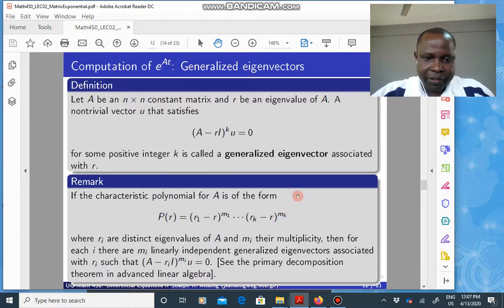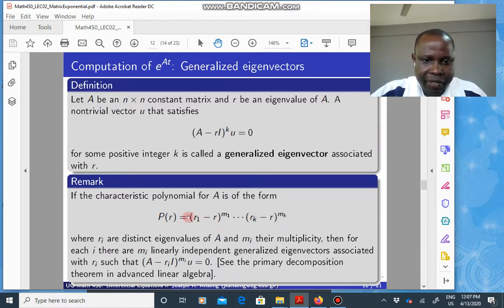Now this is also important. You get this from what is known as the primary decomposition theorem in advanced linear algebra. We are not going to get into that. But if you have a characteristic polynomial of this form, where the r_i are distinct eigenvalues, and they have multiplicities m_1, m_2, up to m_k, just as numbers.